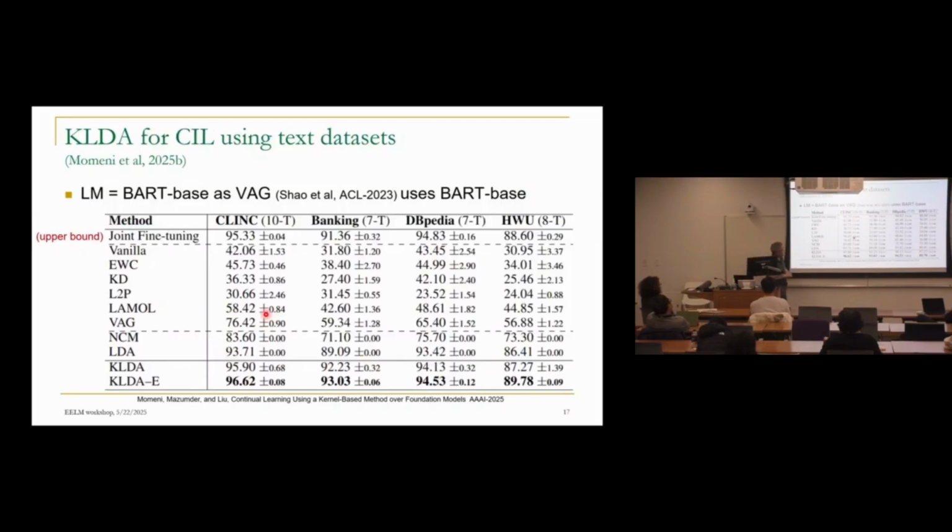If you see this result, you'll see this is the optimal upper bound. Joint fine-tuning. Fine-tune the model. You see the accuracy here on the natural language tasks. You can see this KLDA is pretty much doing as good as your fine-tuning. There's no forgetting, because I'm not modifying any parameters.